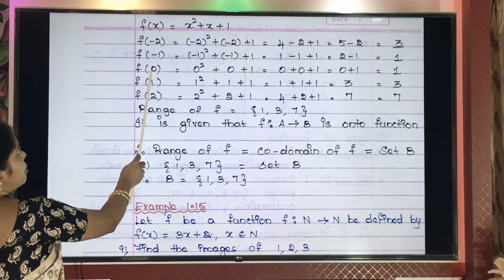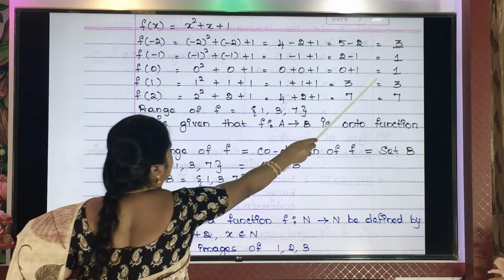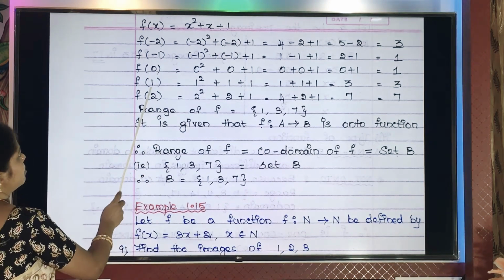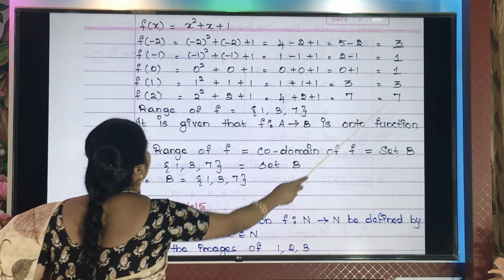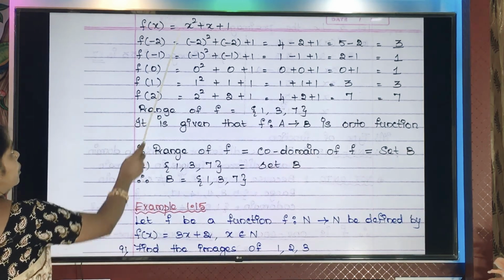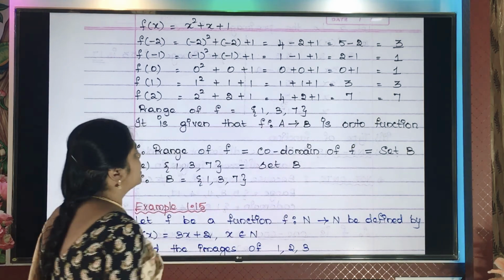Next you need to substitute 0. So 0 square plus 0 plus 1. The answer will be 1. Next you need to substitute 1. 1 square plus 1 plus 1 gives you 3. Next you substitute 2. 2 square plus 2 plus 1. After simplification you get 7.